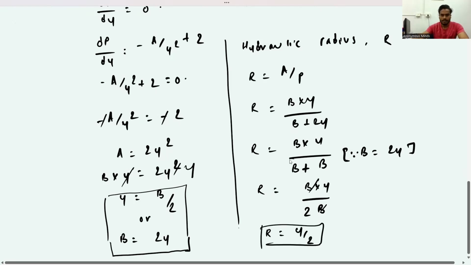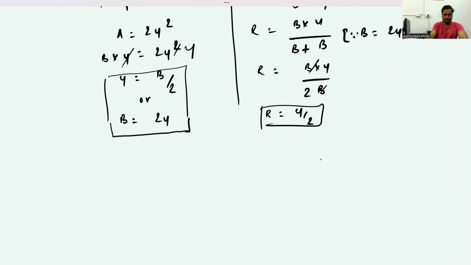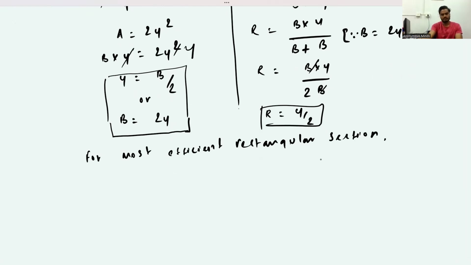So from these two conditions, I can write for most efficient rectangular section, y should be equal to B by 2, and the second one is R should be equal to y by 2.